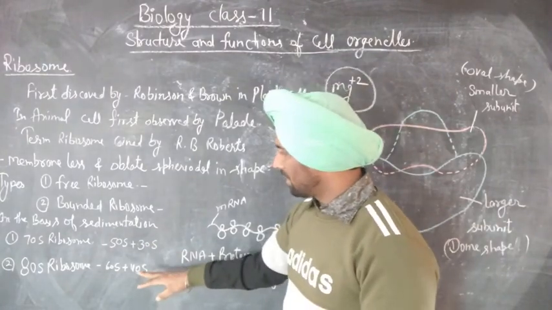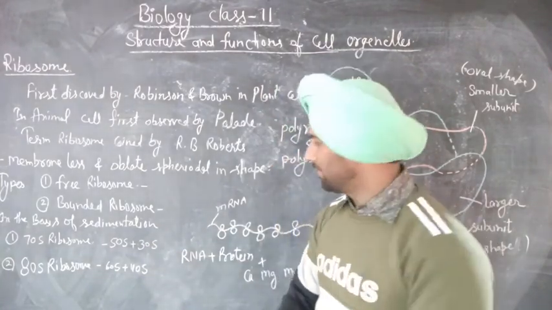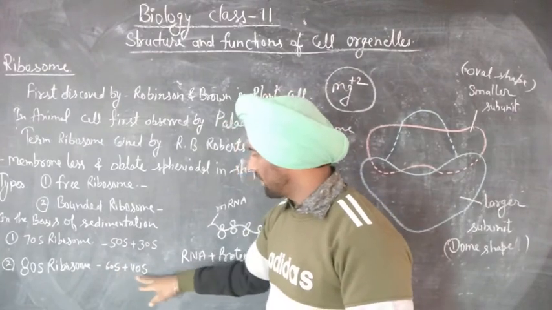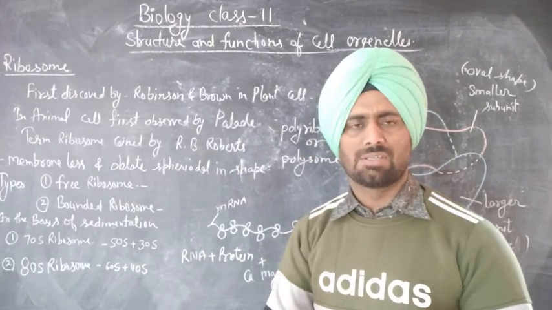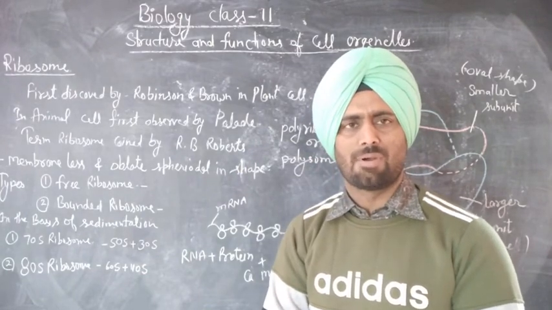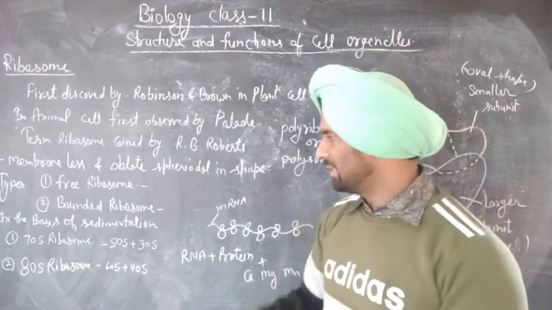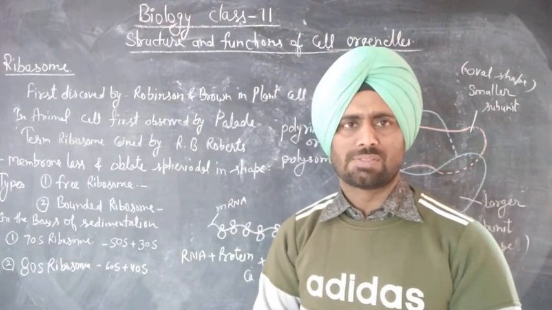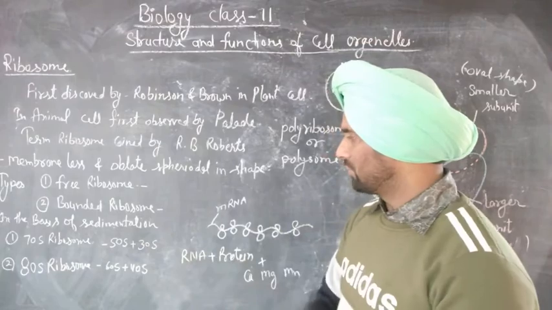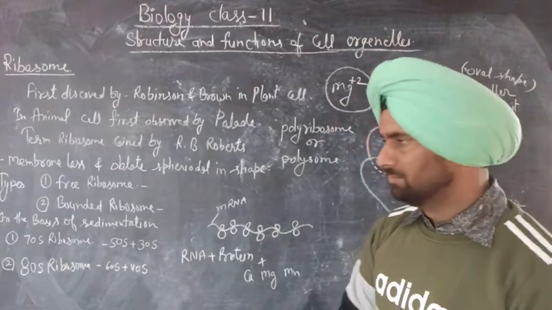80S ribosomes are made up of two subunits. First is 60S and second is 40S. The 60S and 40S subunits combine and form 80S ribosomes, and 80S ribosomes are found in the cytoplasm of eukaryotic cells.